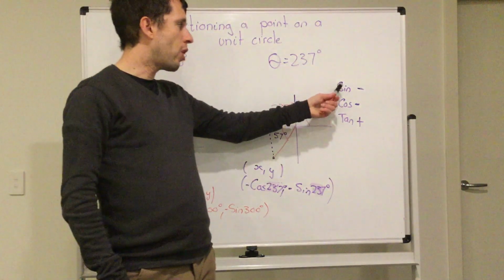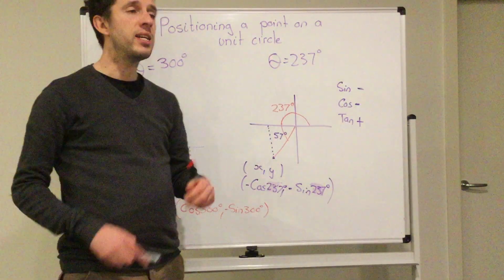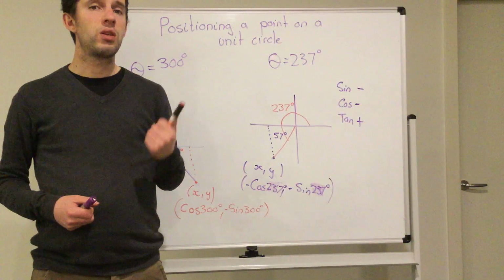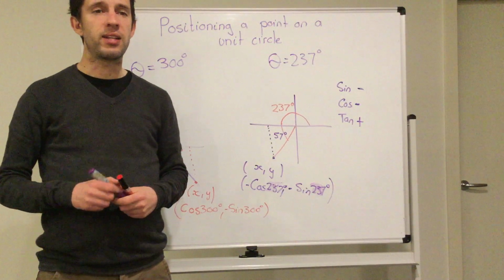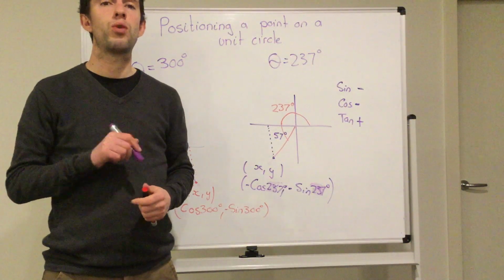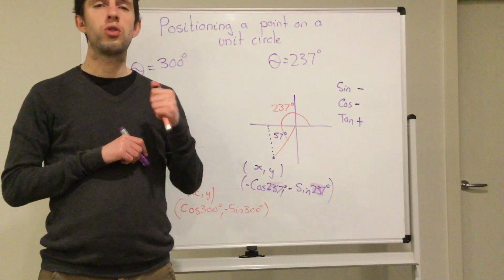You need to make sure you know that y is sine and x is cosine. Y is sine is the y-axis and cosine is the x-axis. If you don't, please go back to a previous video on unit circle to assist you.